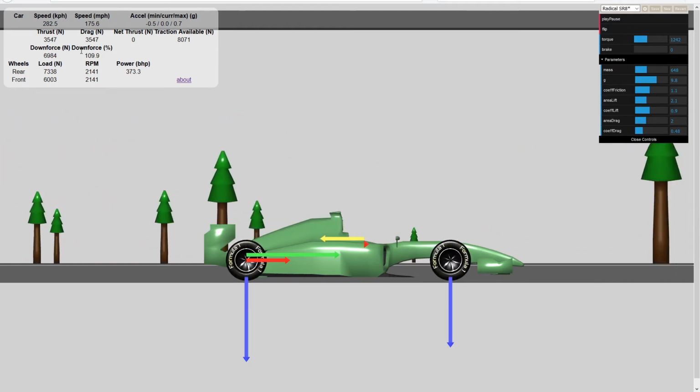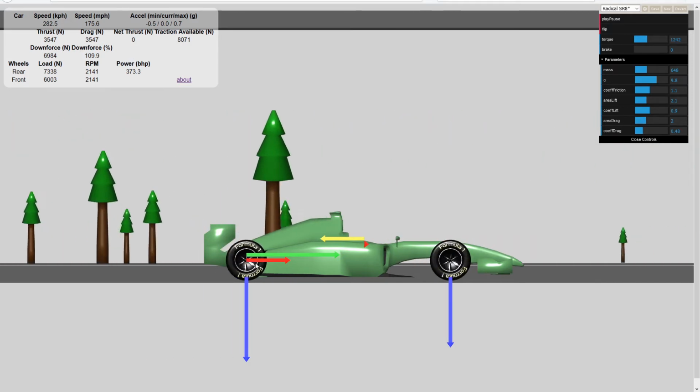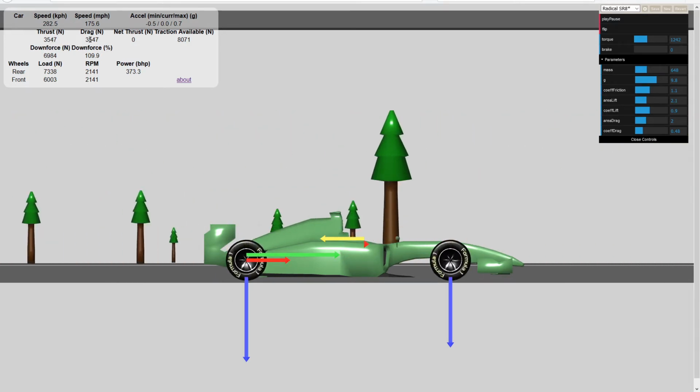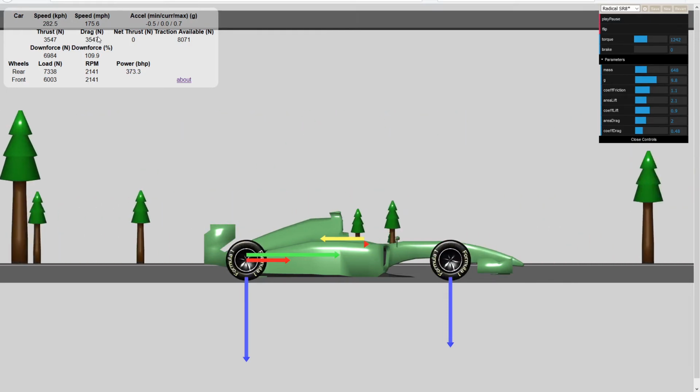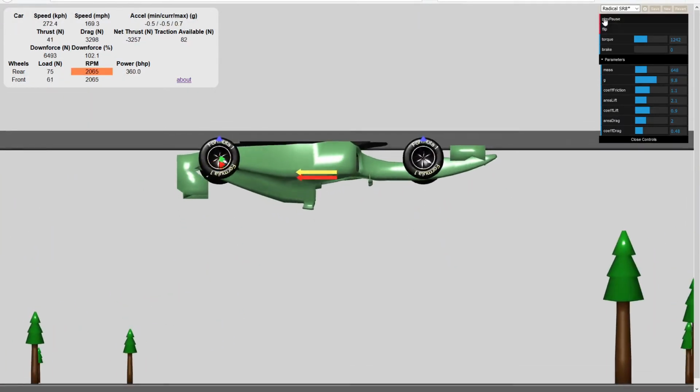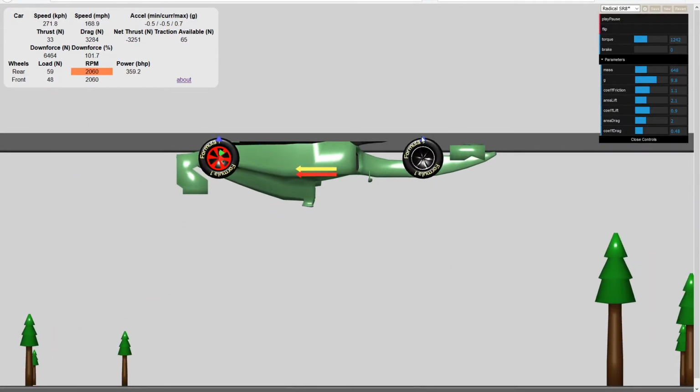Now the problem is, to maintain this speed, the car is producing, as shown by the red arrow here, 3,500 newtons of thrust to overcome the 3,500 newtons of drag. Now, as soon as I turn the car upside down and pause the simulation, we can see that the net force pushing the car up into the ceiling has already dropped to virtually zero. There's just nothing left. There's only enough traction for the car to generate about 33 newtons of thrust to push it forward, and that's nowhere near enough to overcome the 3,000 newtons of drag.